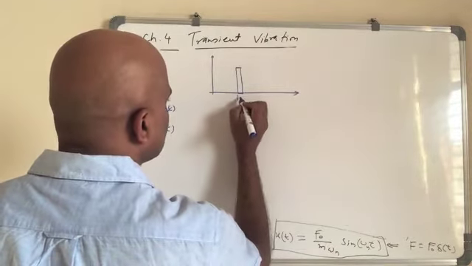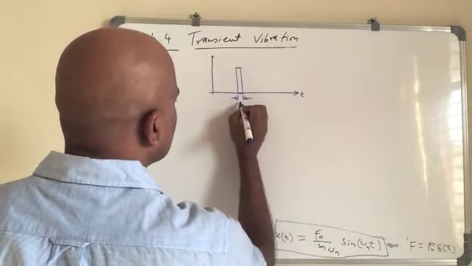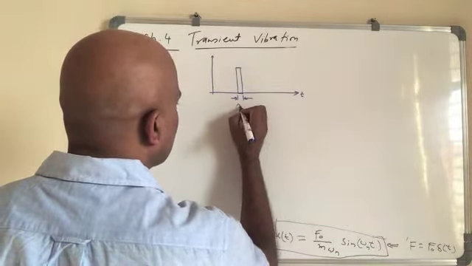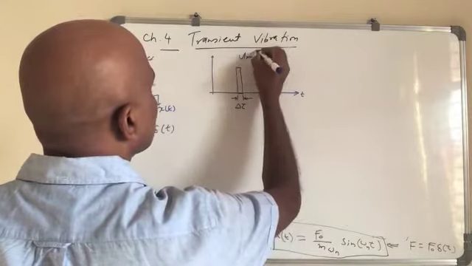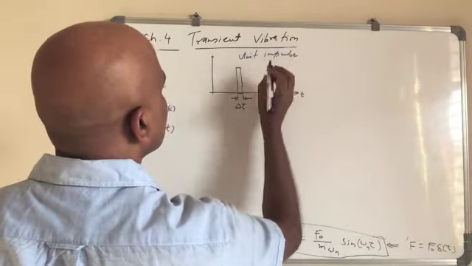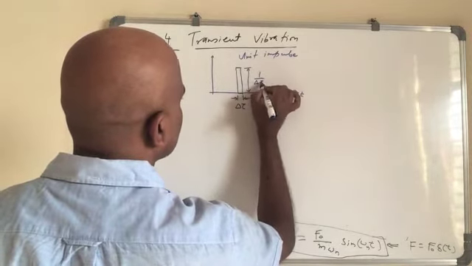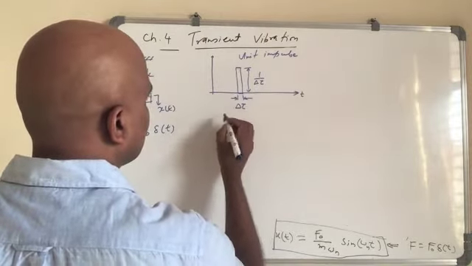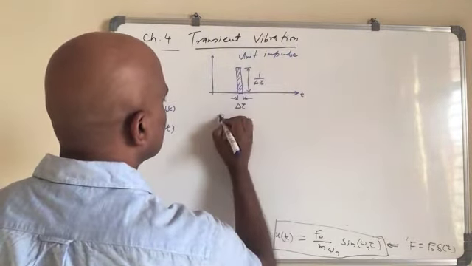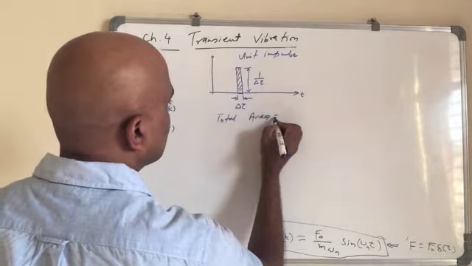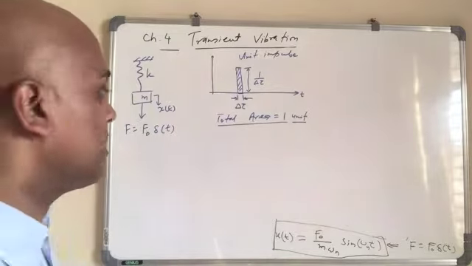So this may be distributed, this is t, right? Let us say this time is a very small time, delta tau. When you say unit impulse, that really means from here to here, this will be 1 over delta tau. So the total area is 1. So for a unit impulse, the total area is equal to 1 unit.